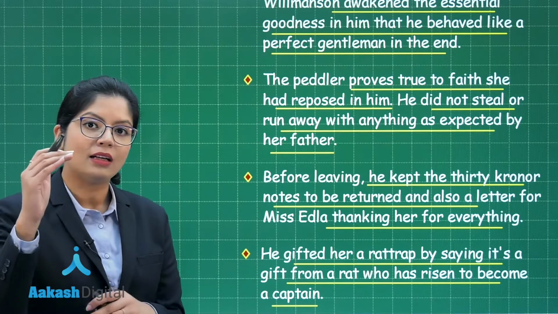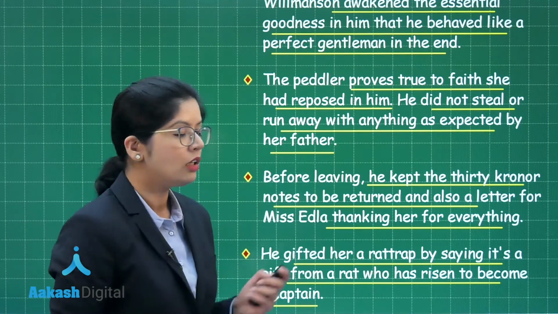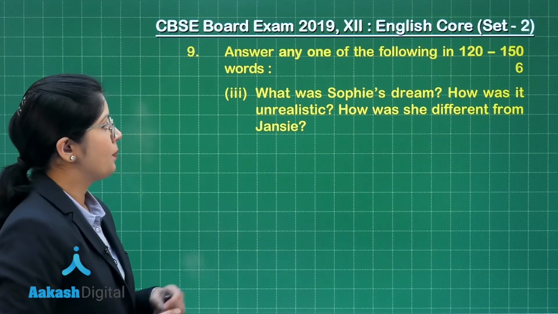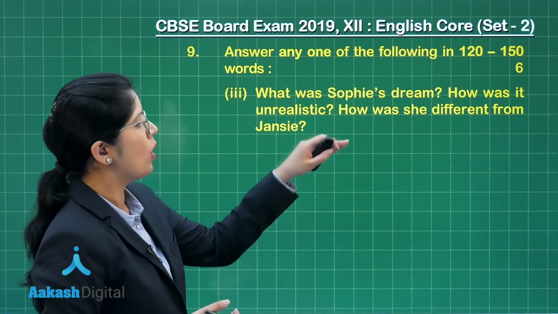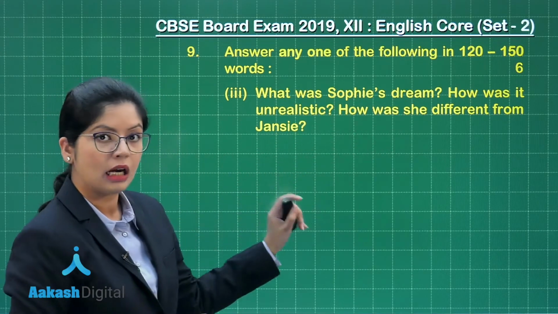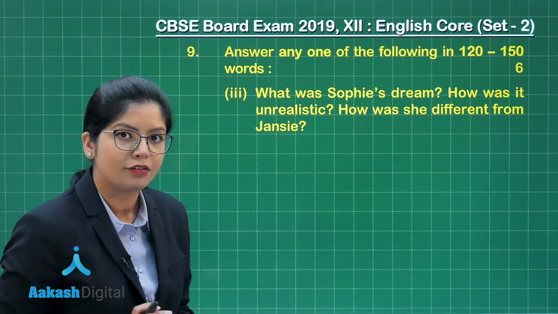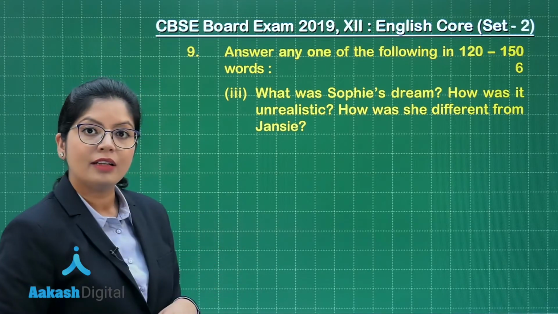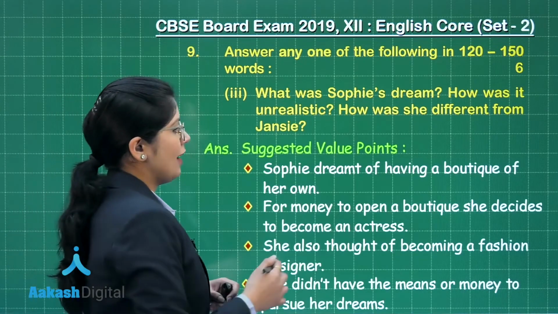Make sure the paragraphs are divided keeping in mind the flow of the answer. Now look at the last one. What was Sophie's dream? How was it unrealistic? How was she different from Jansi? 3 parts to the answer. Individually handle them in 1 paragraph each. Which chapter are we referring to? Going Places. Look at the suggested value points.